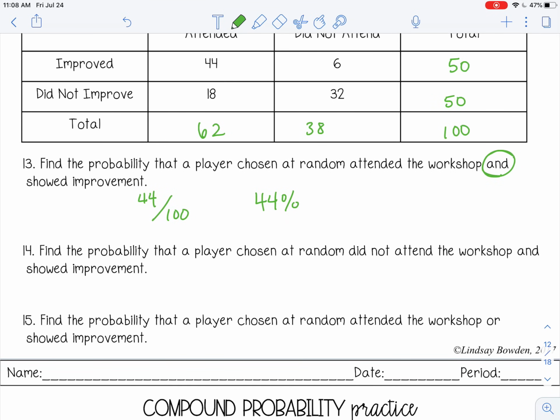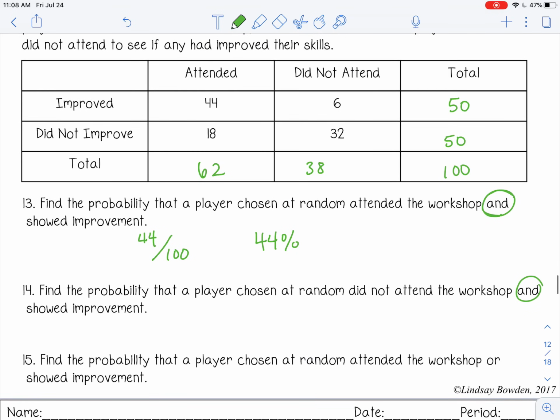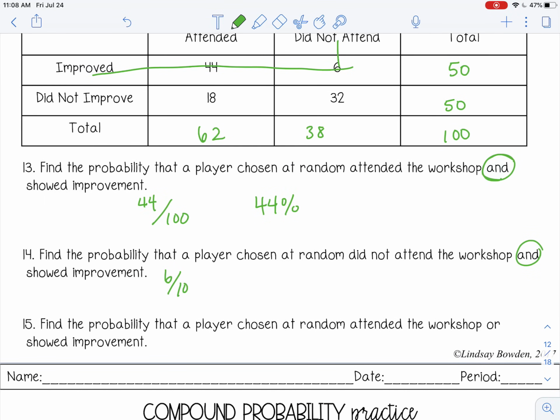All right, 14. Find the probability that a player chosen at random did not attend the workshop and showed improvement. So they did not attend, but they showed improvement. 6 out of 100, or 6%.